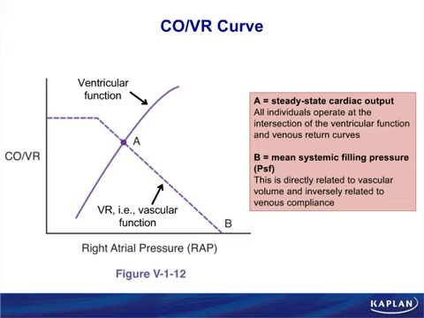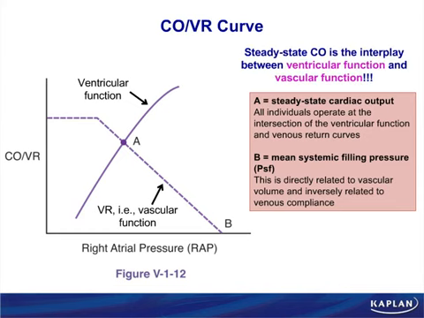All right, this graph puts them together. This is called a cardiac output venous return curve. First of all, pay attention to the axes. X-axis is right atrial pressure. The y-axis is cardiac output / venous return. All right. Now, what is this graph telling us? Well, this graph is telling us that steady-state cardiac output is influenced.